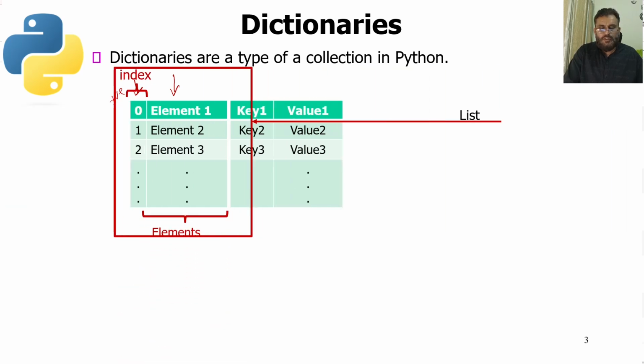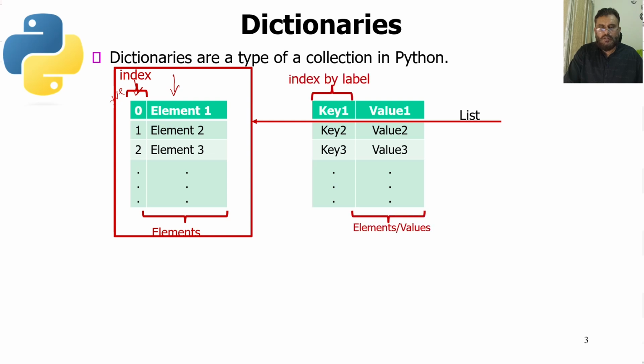So what is provided by the dictionary is this flexibility that it has a key part and it has a value part. So these keys can be given by the user himself or herself, and these are used to access the values corresponding to each of these keys. So that is what distinguishes a dictionary from a list.